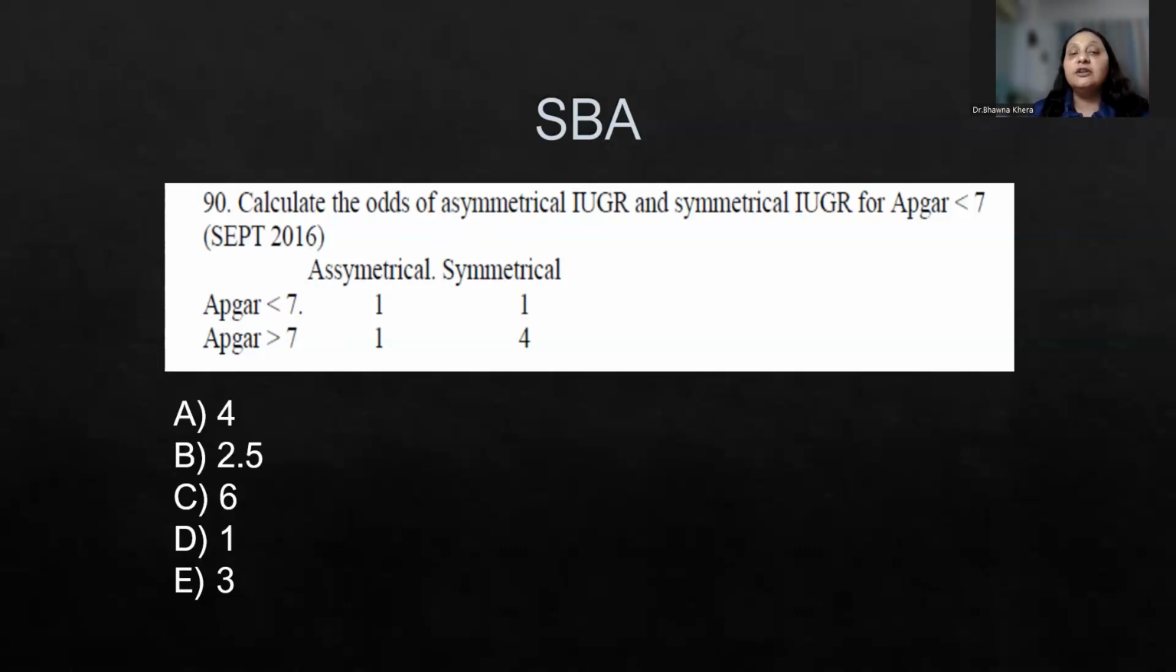Now we have to calculate the odds ratio. What would be the odds of asymmetrical IUGR and symmetrical IUGR for APGAR less than 7? We are only going to look at the APGAR less than 7 point. Here the ratio will be 1 divided by 1: babies who developed asymmetrical and those who developed symmetrical. So the odds of asymmetrical IUGR in the group with APGAR less than 7 is 1 divided by 1, and your answer will be 1.